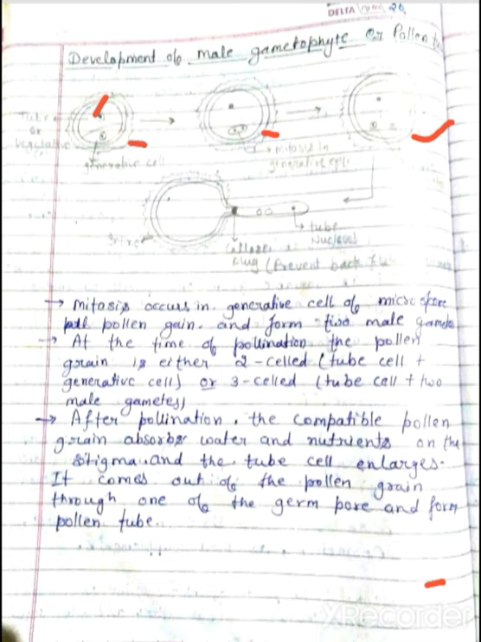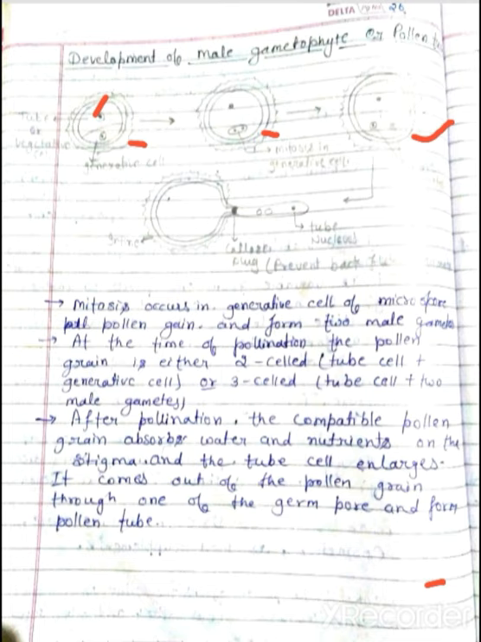After that, as this is written in this paragraph, mitosis occurs in the generative cell of the microspore pollen grain, as I told you, and forms two male gametes. Here it is.